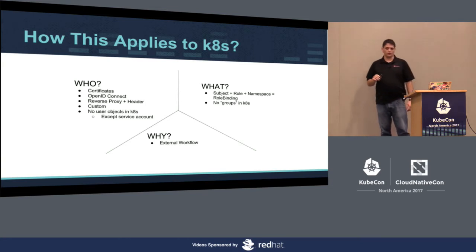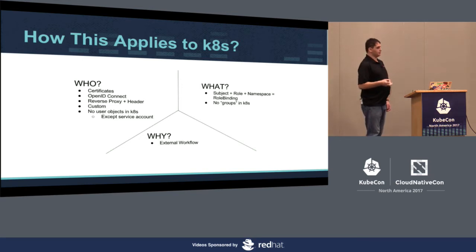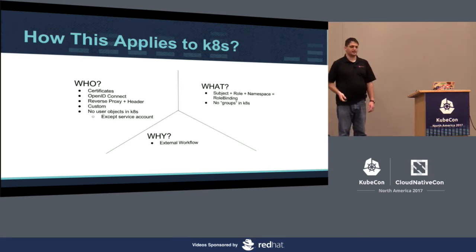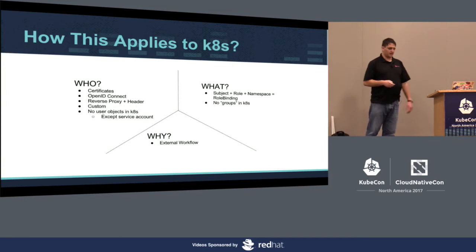And then finally, the why. Kubernetes has nothing that does that for you. You need something to track why someone should have access. And that's where you start to get into identity management systems.